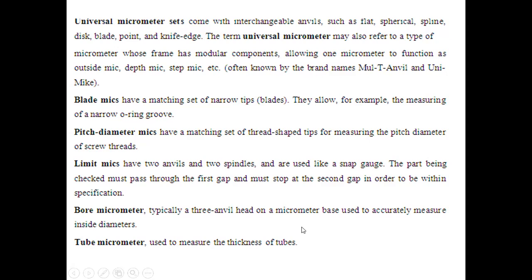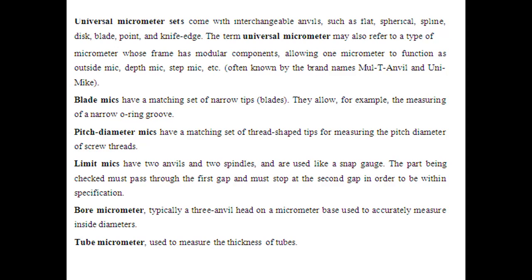So what is meant by a blade micrometer? This kind of micrometer is used to measure the sharp, narrow groove of a machined part. So the anvil will have a sharp edge, blade-like appearance, so that it will directly pinpoint into the hollow groove, to find out the exact dimension of the jaw.